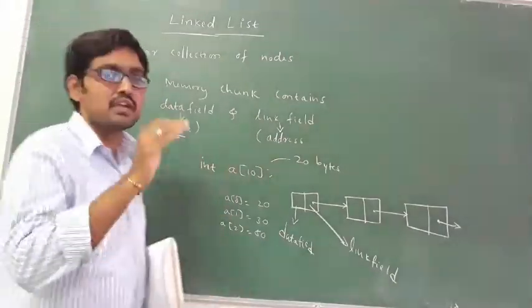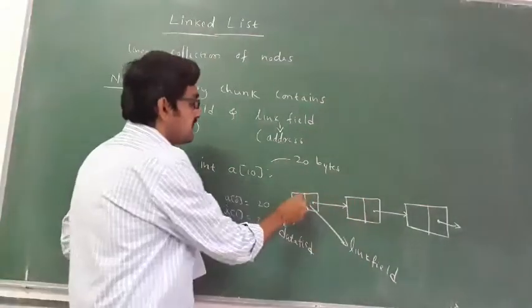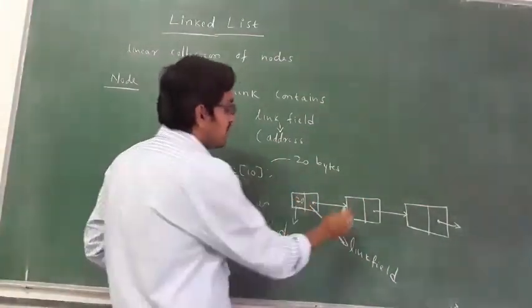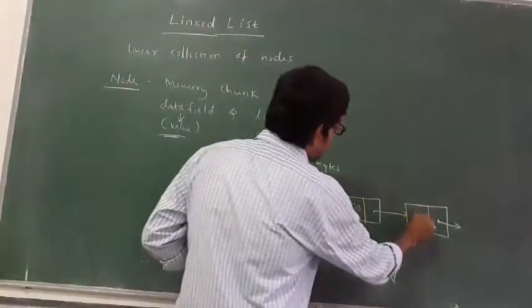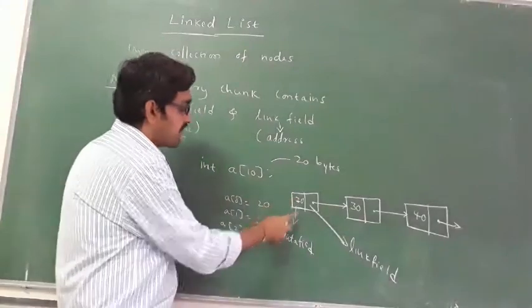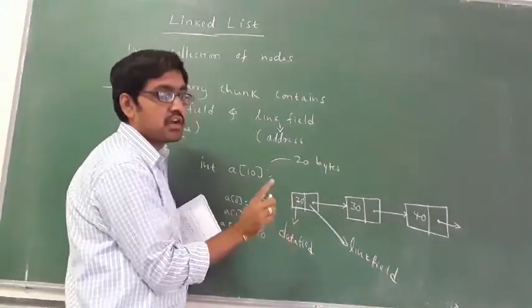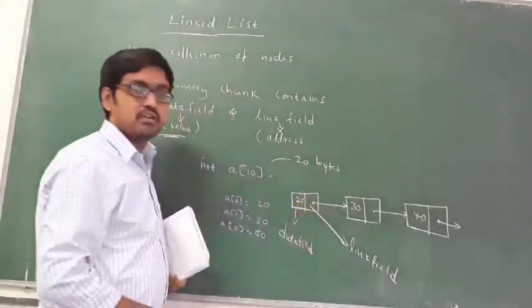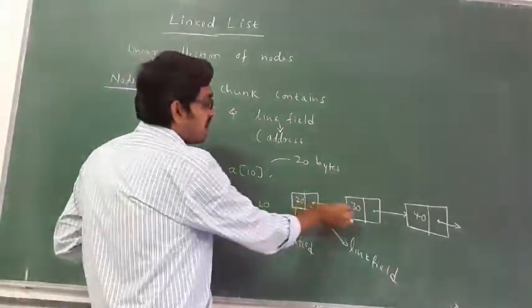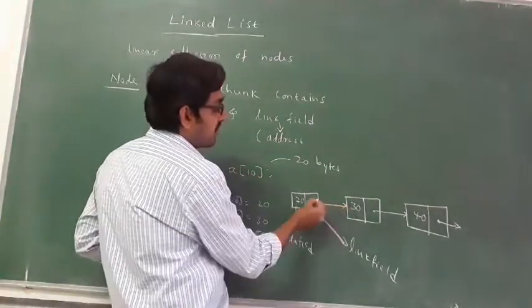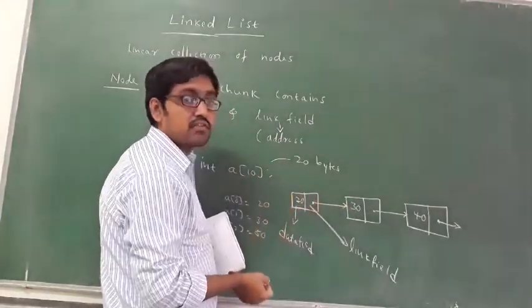For example, I am writing here 20 as a value. Here I am writing 30, then 40. This is the data field. It contains information or value. Then what is the use of the link field? It contains the address of the next node.